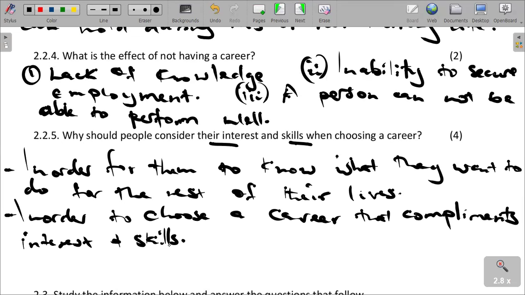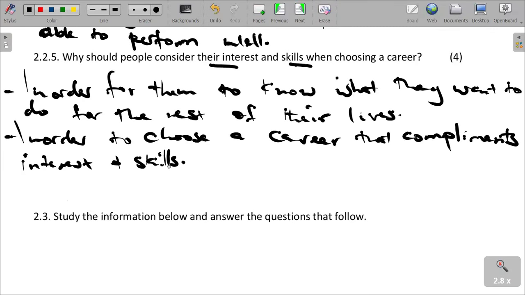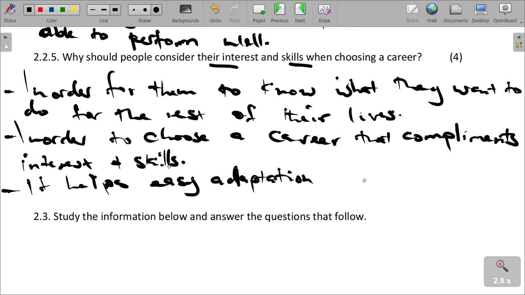We also need to understand that it can also help people. People should be able to adapt easily to changes. It helps their adaptation to changes. People can adapt easily to changes because of the interest that we are talking about. They are able to make themselves fit within the career pathway that they have chosen. Those are some of the answers that we can give.